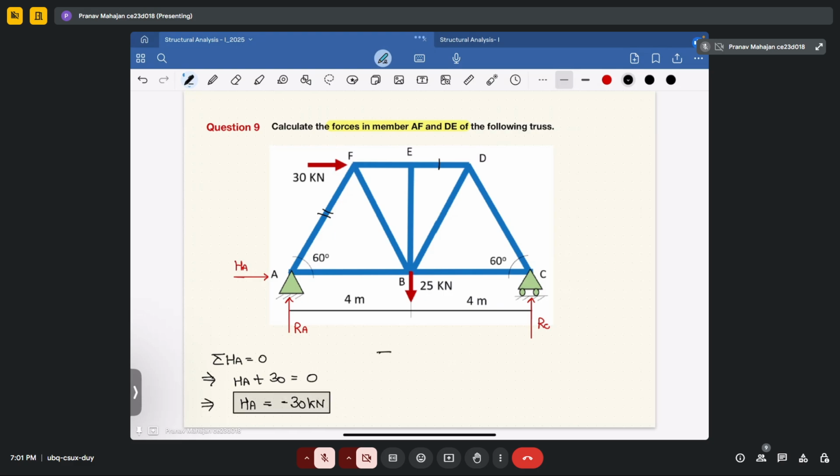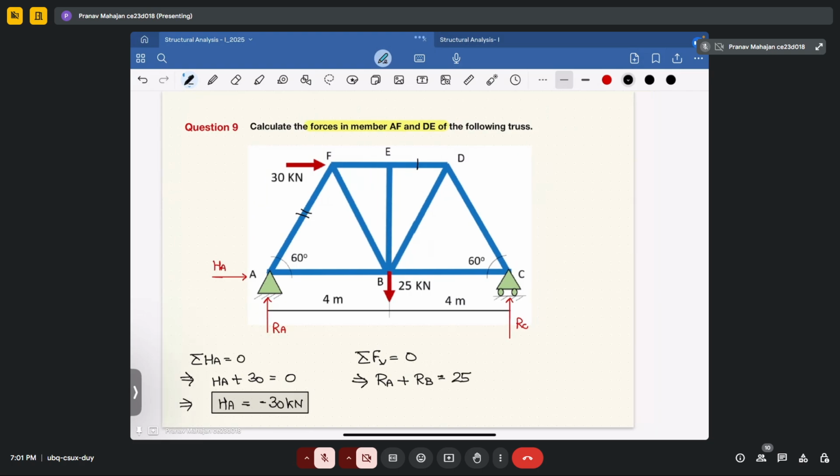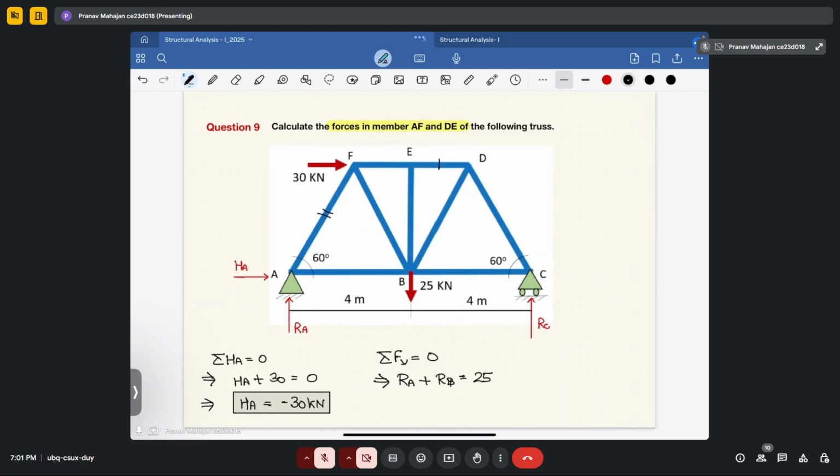Similarly, we'll take summation of vertical forces equal to 0 at A. That will give you RA plus RB equal to 25. Now we have to determine RA and RC, not RB, it is RC.